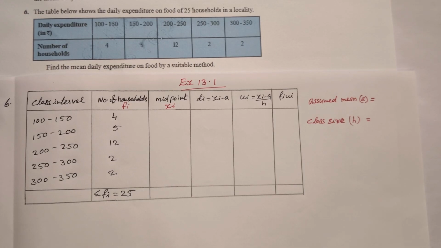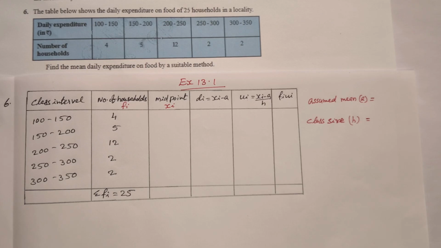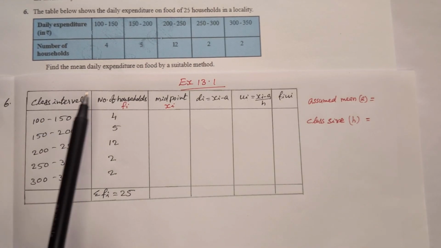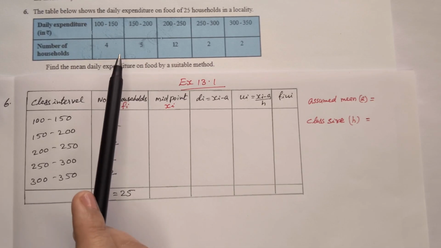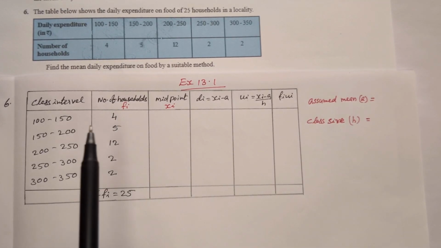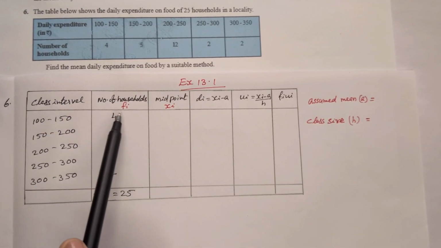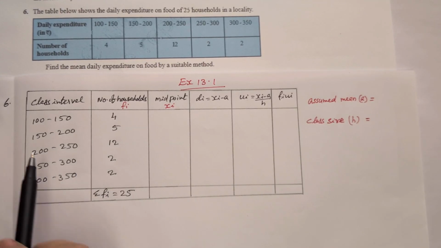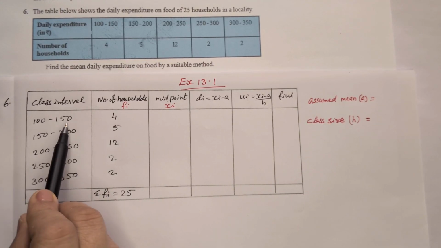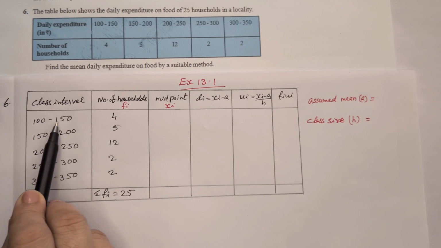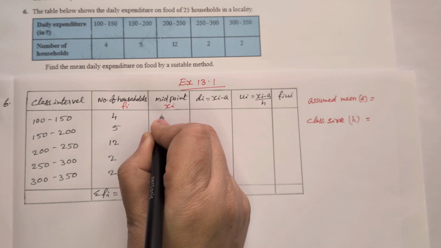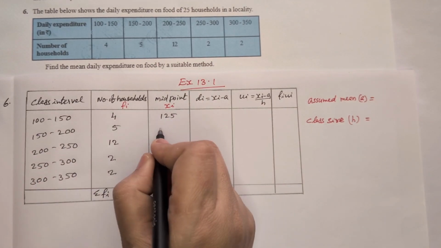Sixth question, the table below shows the daily expenditure on food of 25 households in a locality. So daily expenditure we can take as class interval. It's continuous class interval 100 to 150. So we can write the same. Then number of households, that is frequency. Next column, midpoint. Midpoint, lower limit plus upper limit divided by 2. Here we know that clearly 125 is the midpoint. 125, here 175.